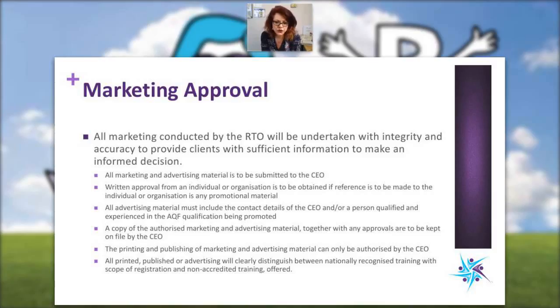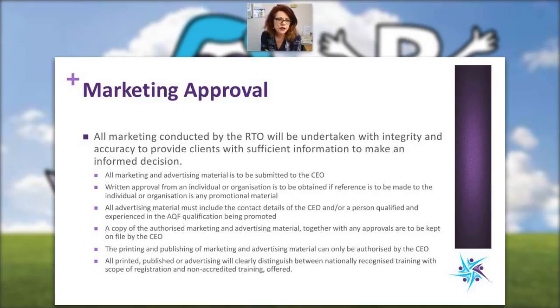So when you're getting it authorised, a copy of the authorised marketing material, together with any approvals, is to be kept on file by the CEO. The printing and publishing of marketing and advertising material can only be authorised by a CEO. This includes when you have a third party delivering training on your behalf. It should always be signed off by the CEO. The CEO is ultimately responsible, but it can be delegated to another position, so you could have an authorised signatory who can also sign off on the advertising and marketing.